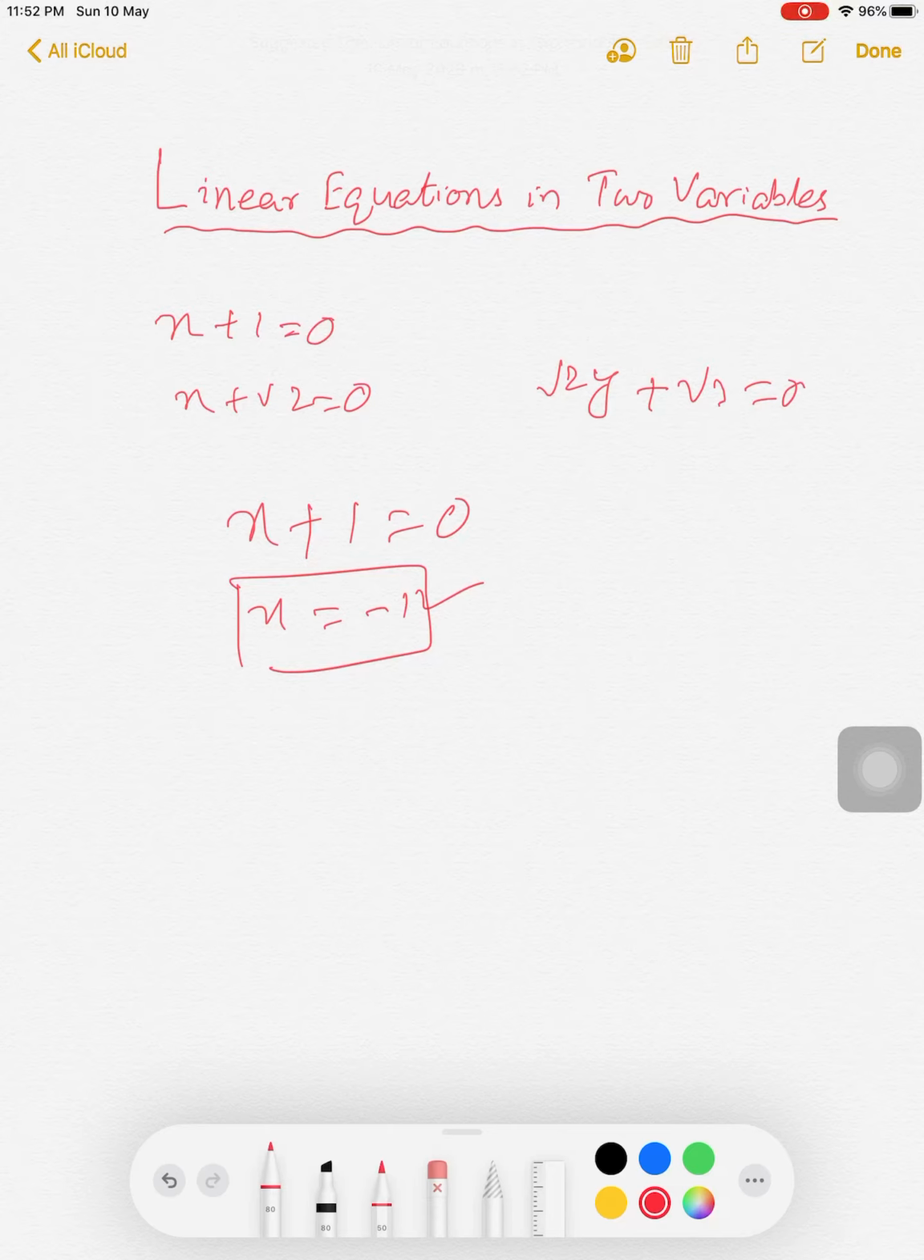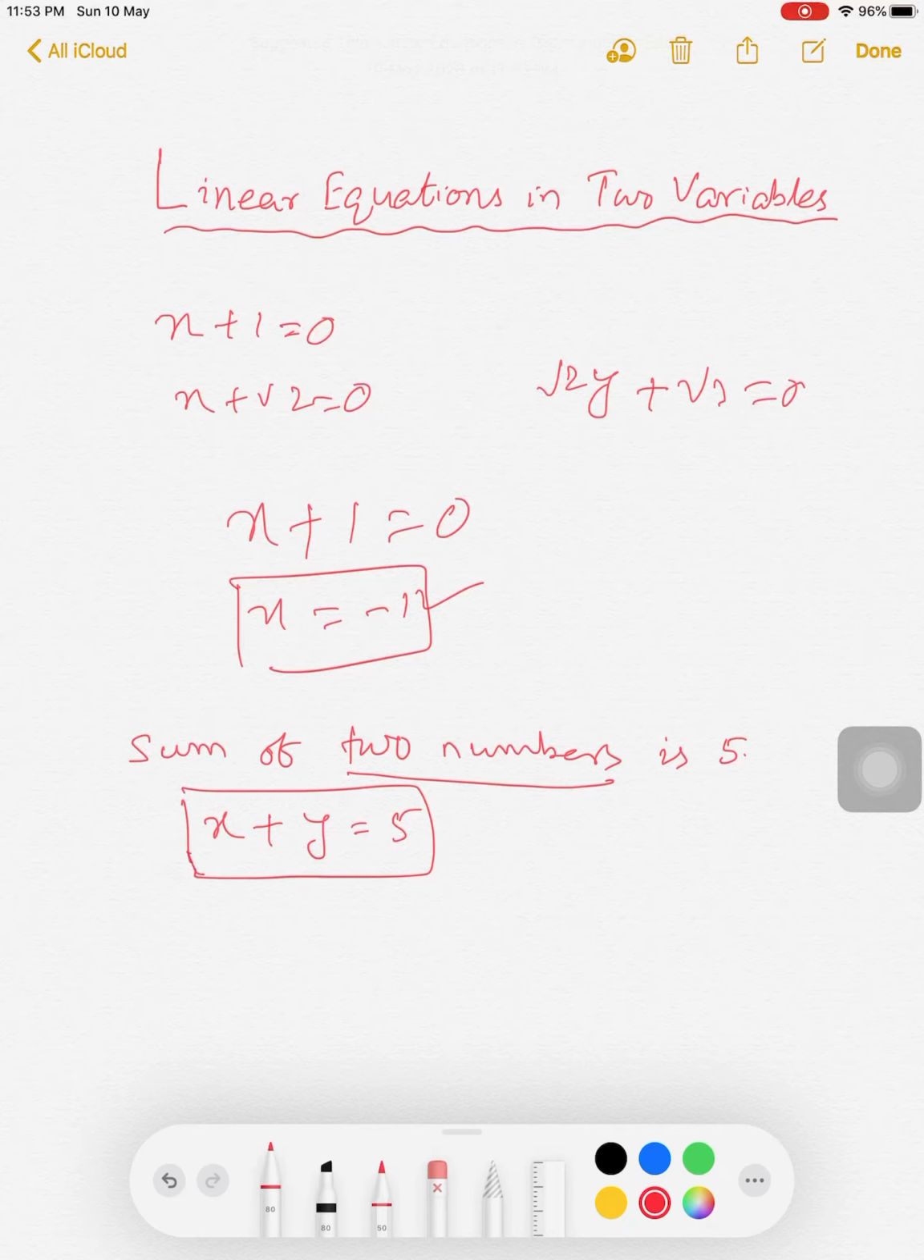Okay, let us think of a particular situation. Suppose we are given that the sum of two numbers is 5. Then what to do? We are given two numbers and we can take the numbers as x and y. So if I take x and y as the two numbers, then I have x plus y equal to 5. This is the equation of this statement.